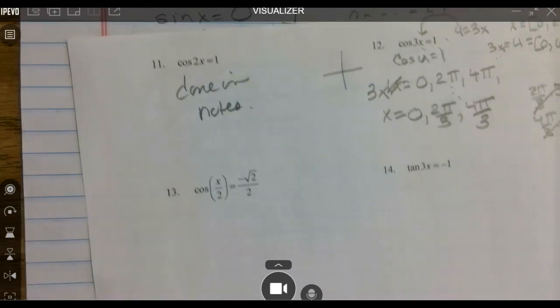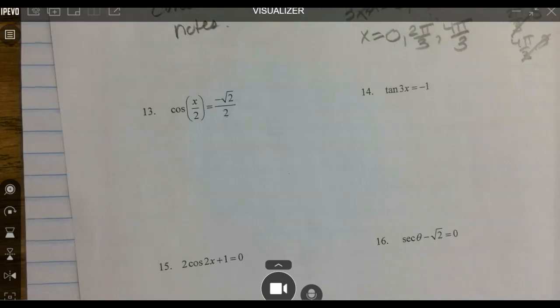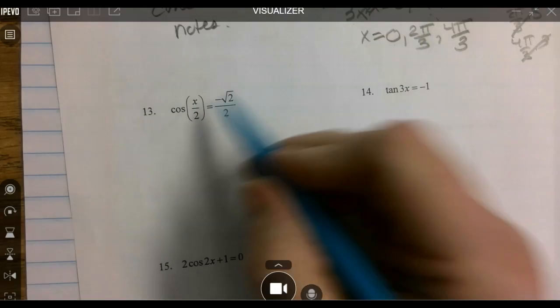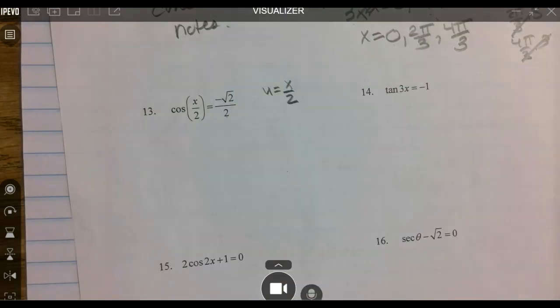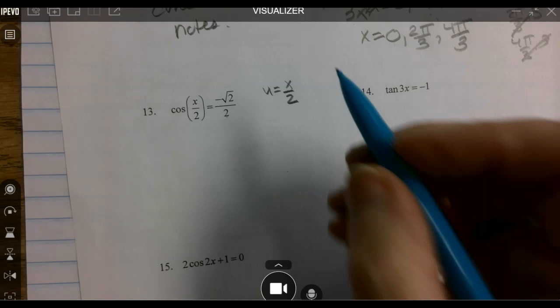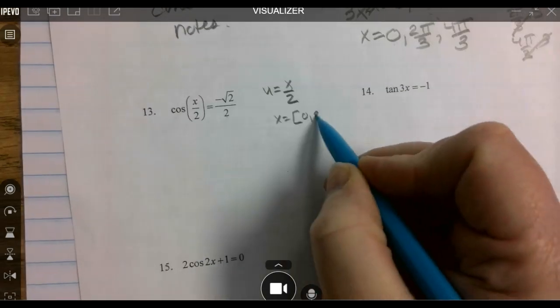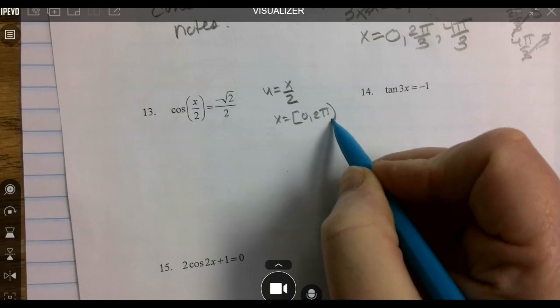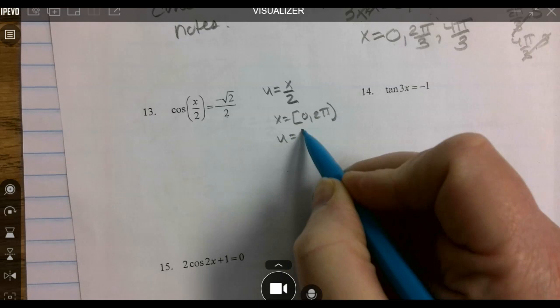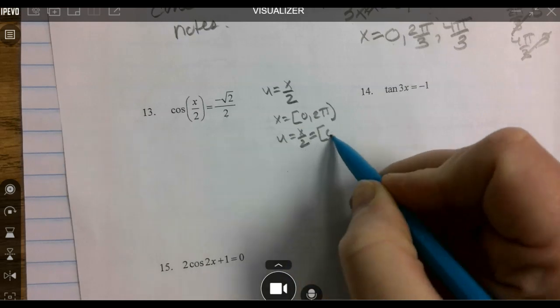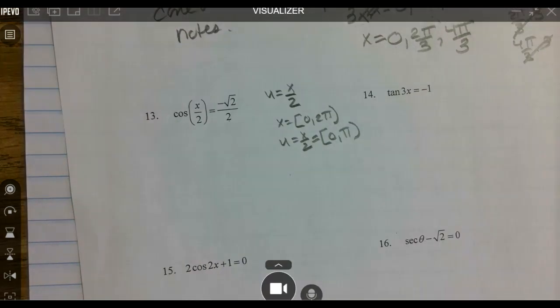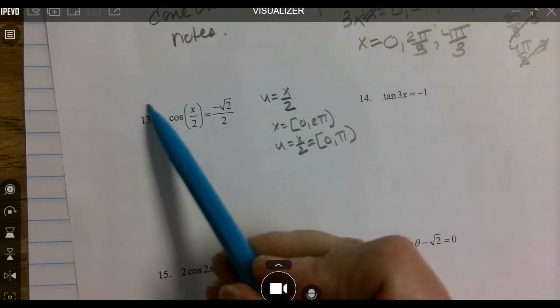Number 13. A little bit more challenging, but I think a whole lot more fun because now it's a half. So u is x over 2. That's fun on the domain because x is from 0 to 2 pi. So u is x over 2. So what's your new domain? You've got less to do. That's less work. Okay, go ahead and finish that one. Go ahead and do 13 and 15.